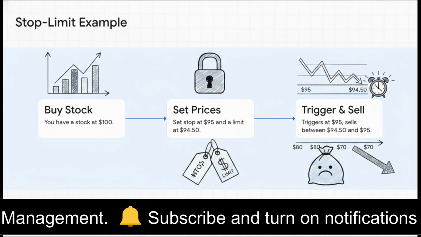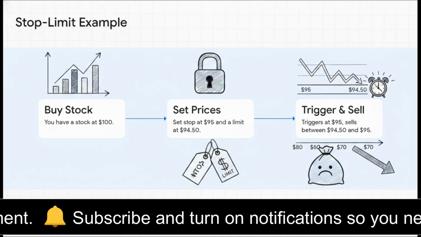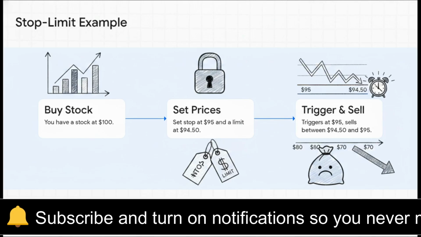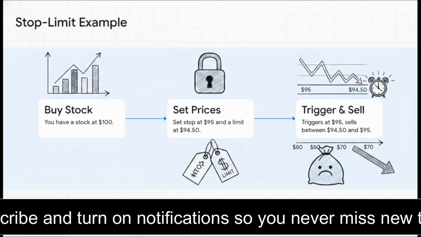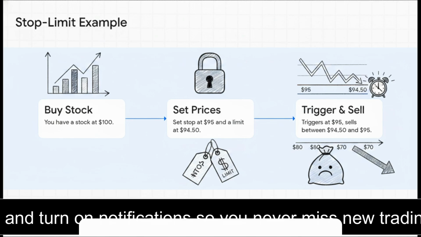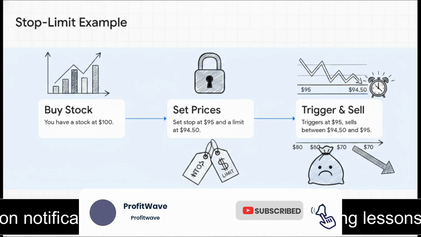The big benefit here is you control your minimum price, meaning you won't get a terrible fill if the market is glitching out. The massive risk, though, if the stock crashes so fast that it blows right past $94.50 before your order fills, your order just sits there, and you are left holding the bag as it drops to $80, $70, or worse. It's way more precise, sure, but definitely less reliable than a standard stop loss.